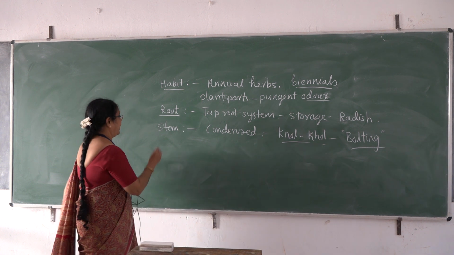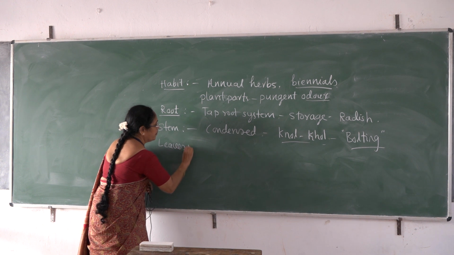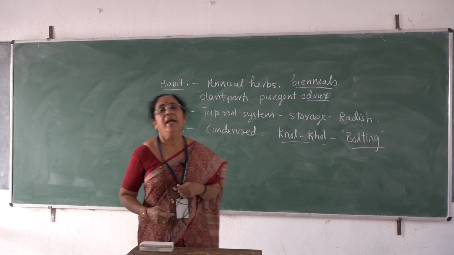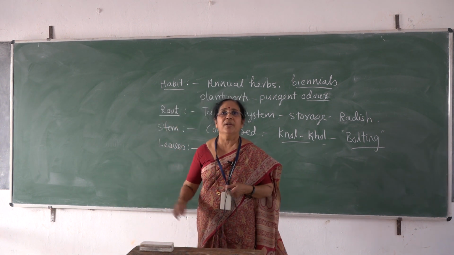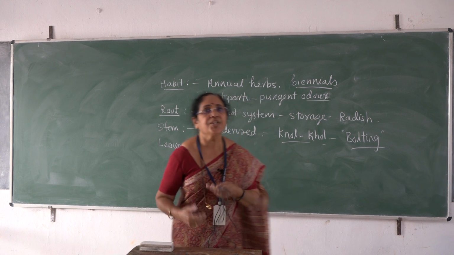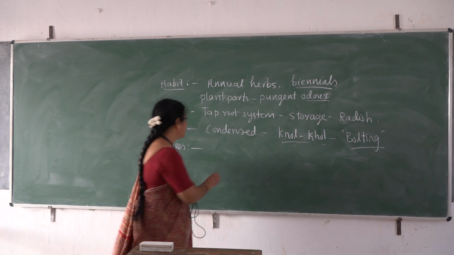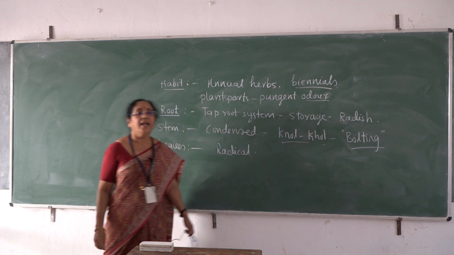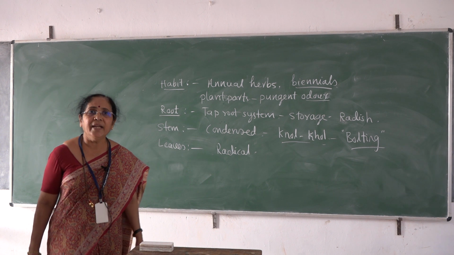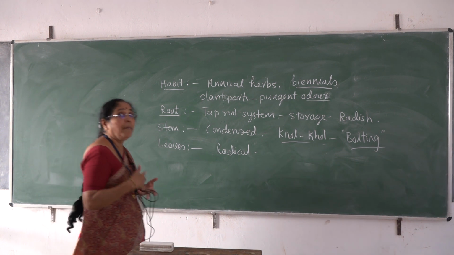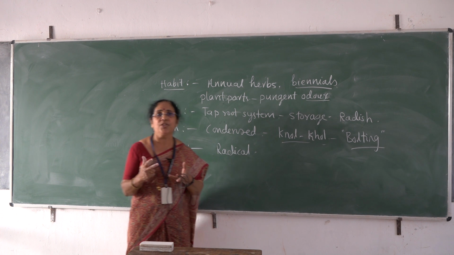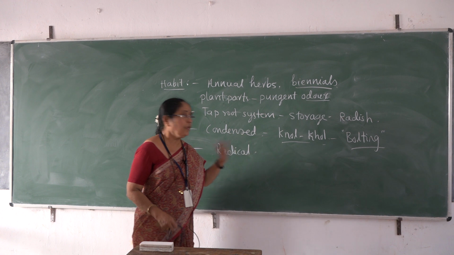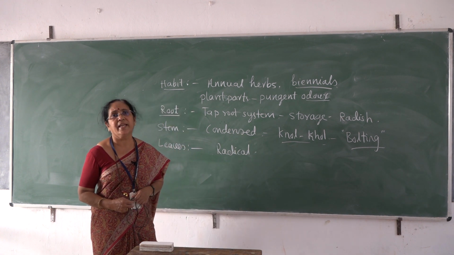The next part of study, the leaves of the plants. Leaves are simple, petiolate, exstipulate, alternate in nature. If the stem is highly condensed, we see a radical kind of arrangement. The leaves are arranged in a radical manner. So you know what is radical and what is a cauline arrangement of the leaves. Radical means all the leaves arise from a common point, and because of the condensed nature of the stem, that arrangement of the leaf is called the radical arrangement. So leaves in most of the members of this Brassicaceae are radical.